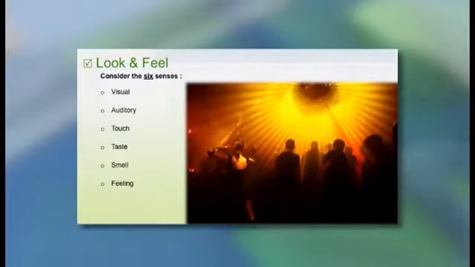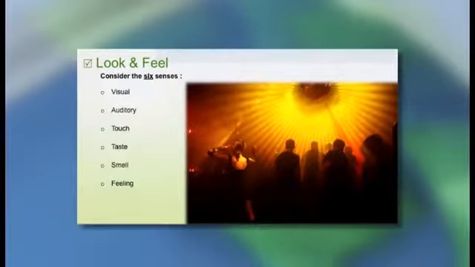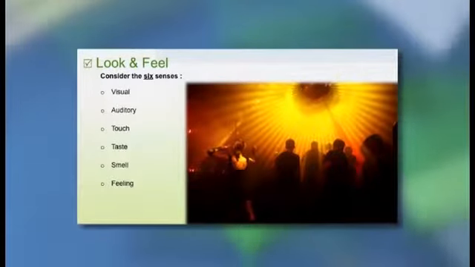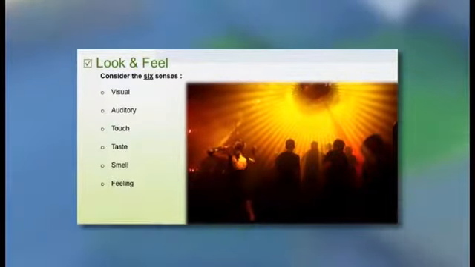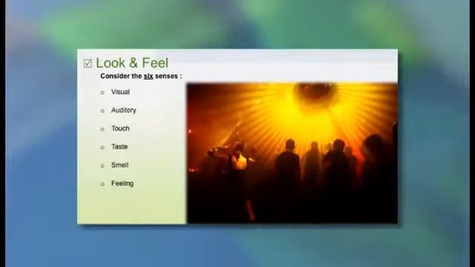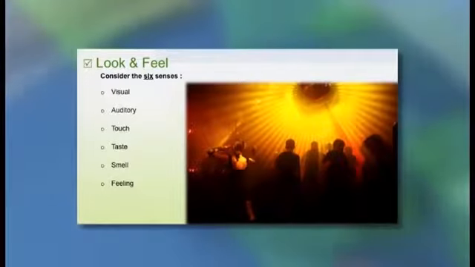We're creating an experience with the event, starting with the visual, moving on to the auditory, the hearing, getting into the touch, the taste, yes, the taste of an event, the smell, and the feeling. Whenever you're hosting an event, consider these 6 areas in your planning.